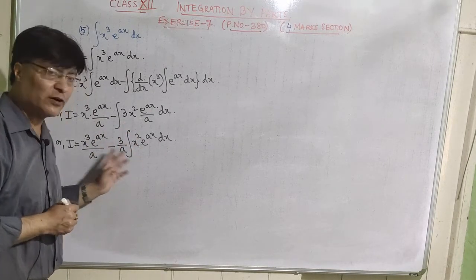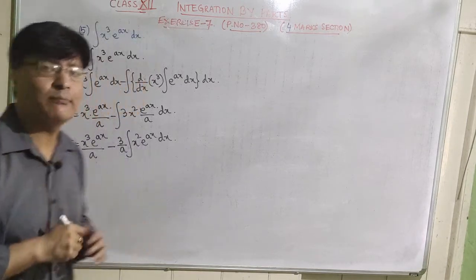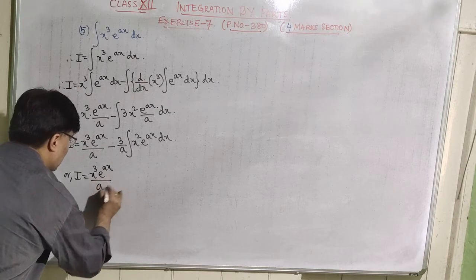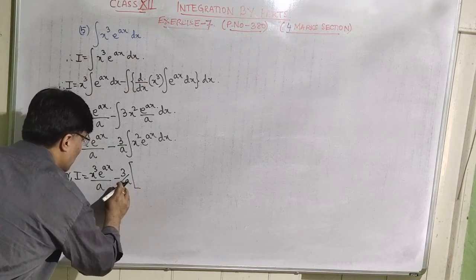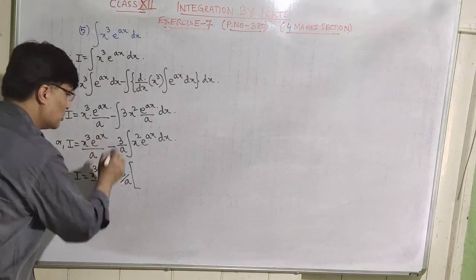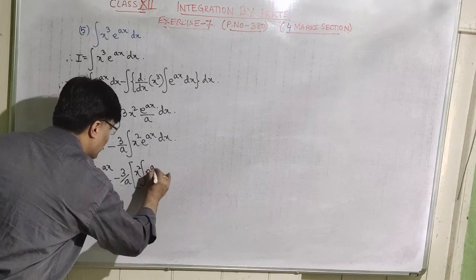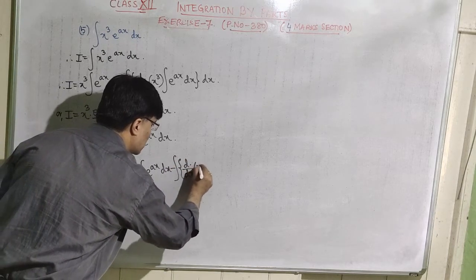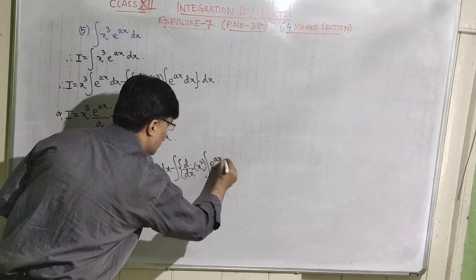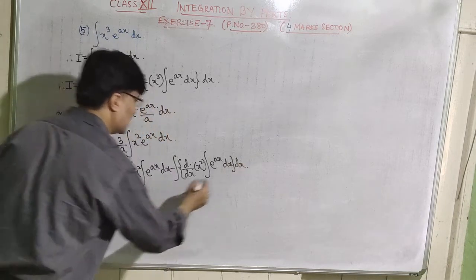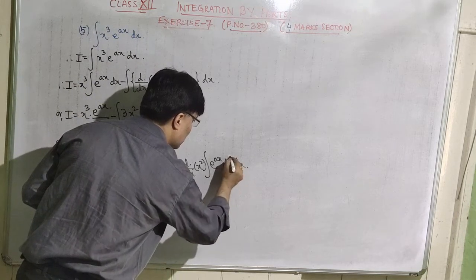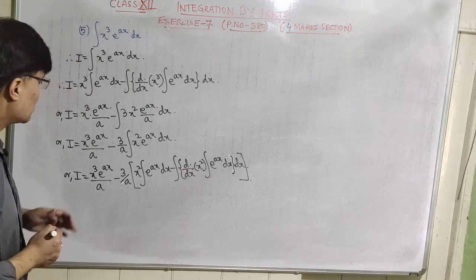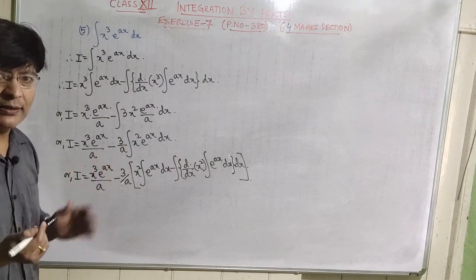Since there is minus 3 by a in front of this integral sign, you have to use integration by parts within bracket. So I is equal to x cube e to the power ax divided by a minus 3 upon a, now within third bracket let us use integration by parts. X square integration of e to the power ax dx minus integration of, second bracket opened, d by dx of x square, integration of e to the power ax dx, second bracket closed, dx, then third bracket is closed. Is that clear? So now let us simplify the expression within third bracket first before we multiply them.